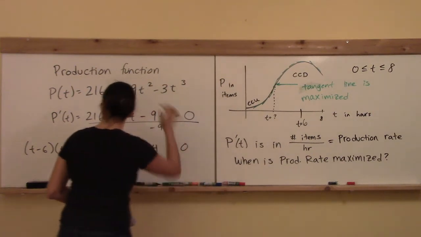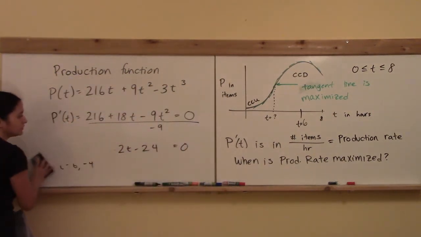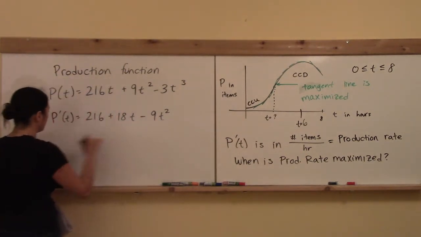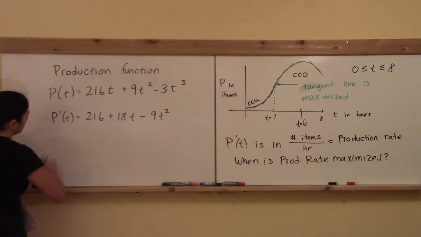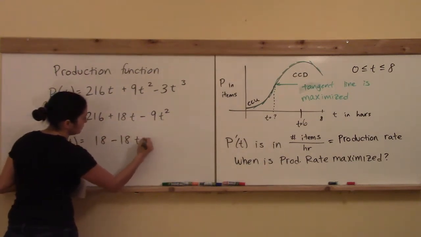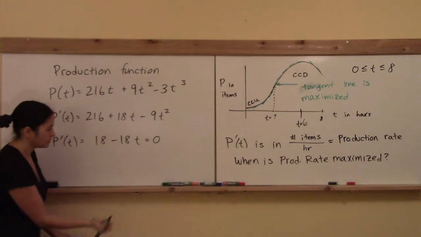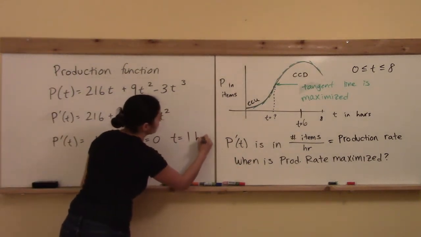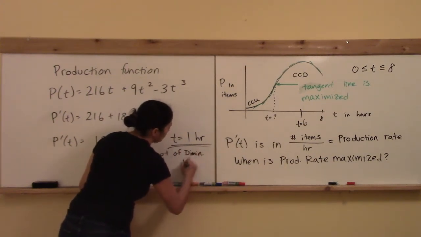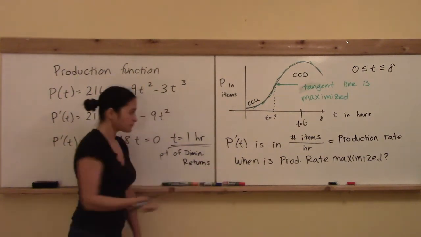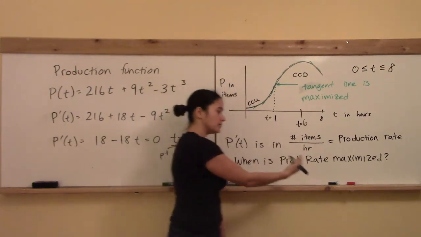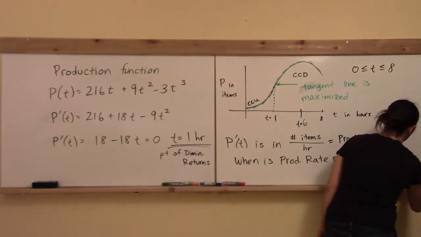So let's try to find that. We took the first derivative and set that equal to 0. How about let's go a little further and take the second derivative and set that equal to 0. So that's going to be p double prime of t equals 18 minus 18t equals 0. Solve that out. That's a pretty easy linear function to work with. So t equals 1 hour. This is going to be my point of diminishing returns. And you can see that answers the question right here. t equals 1 hour on the graph. My production rate is maximized at t equals 1.